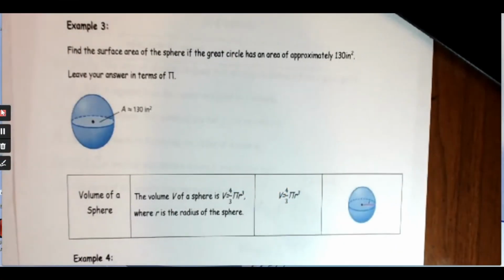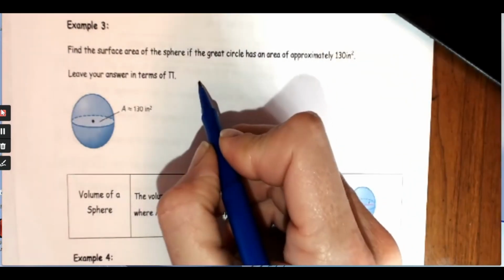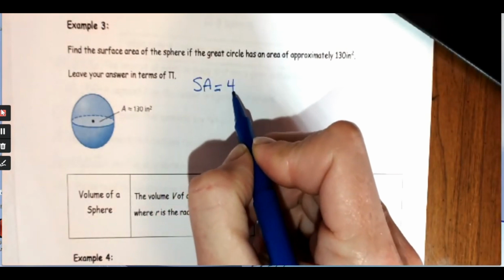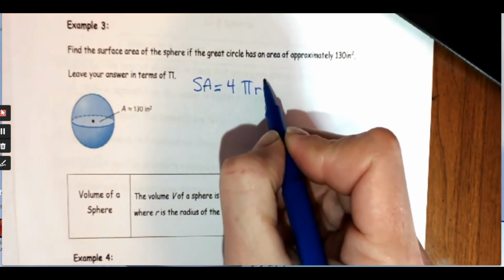Okay, now we're going to look at example number 3. This time we're being asked to find the surface area of the sphere, but we're not given the radius. We're given that the area of the great circle is approximately 130 inches squared. So we're still going to leave our answer in terms of pi. But again, let's go back to that surface area formula. Surface area is equal to 4 pi r squared.